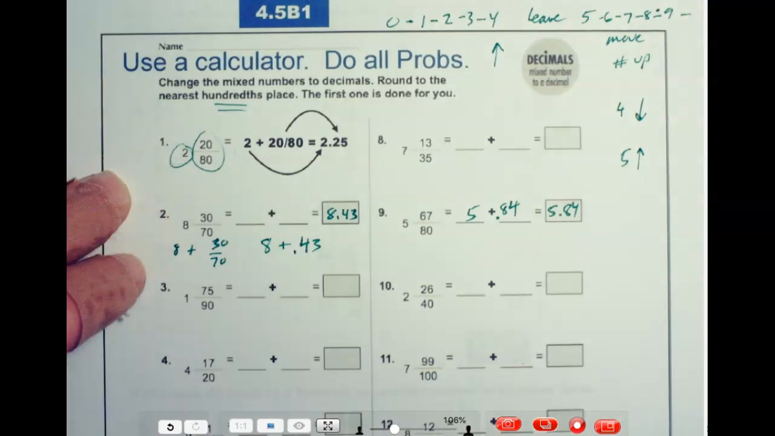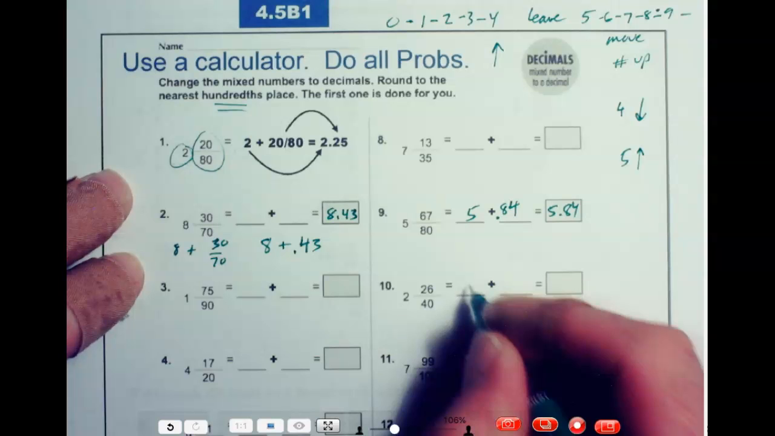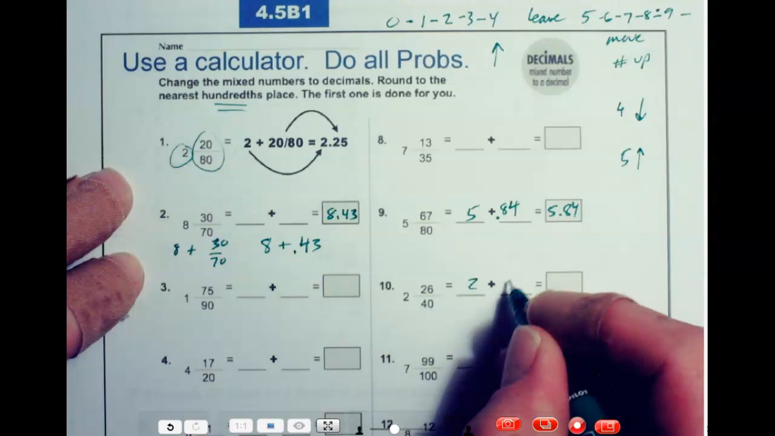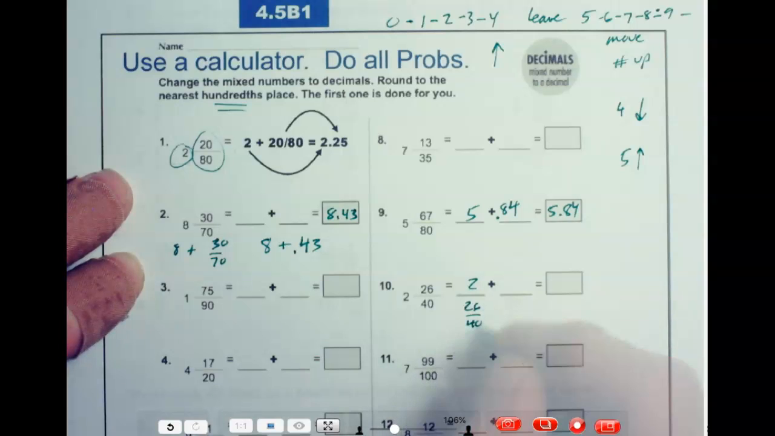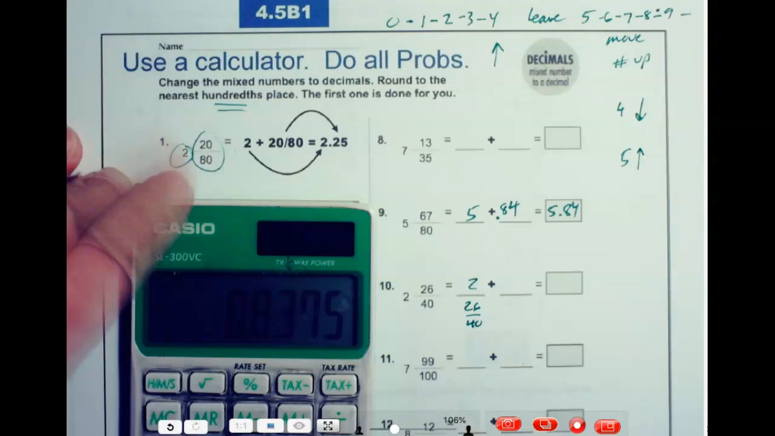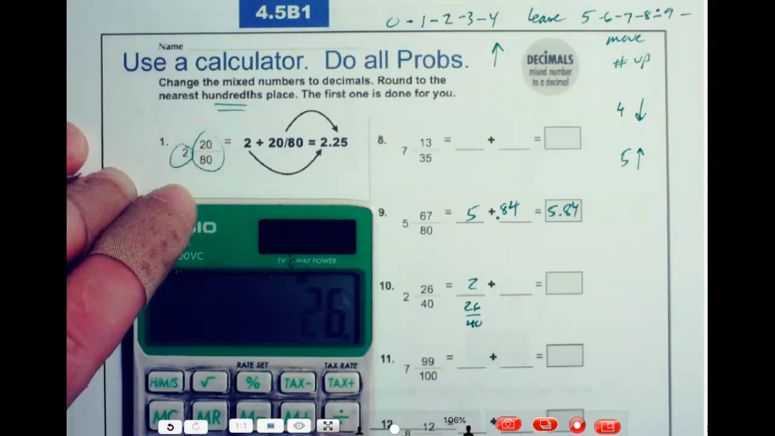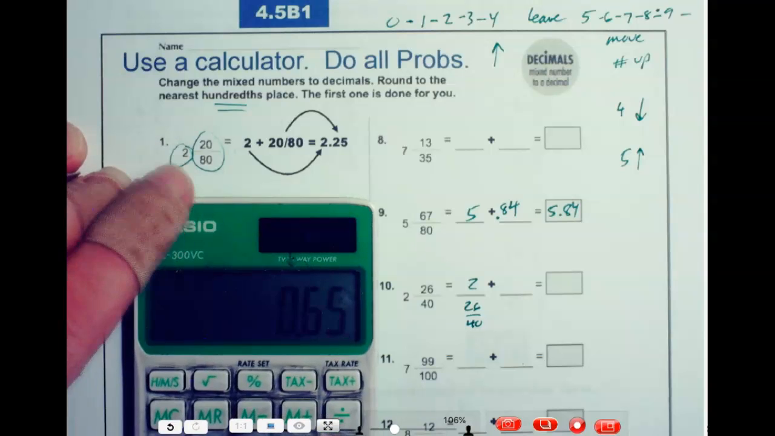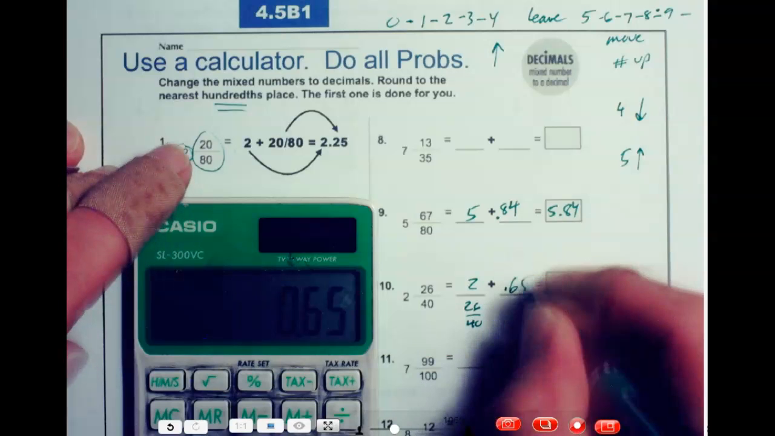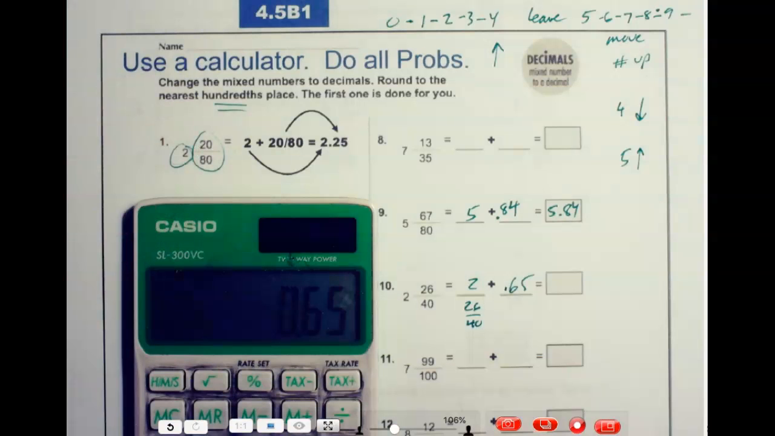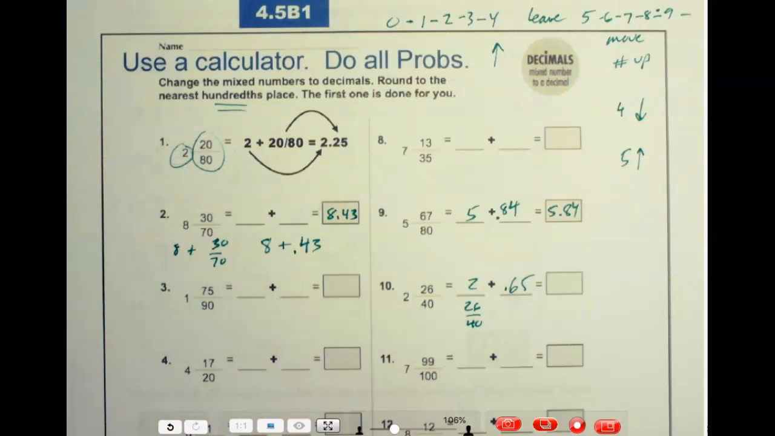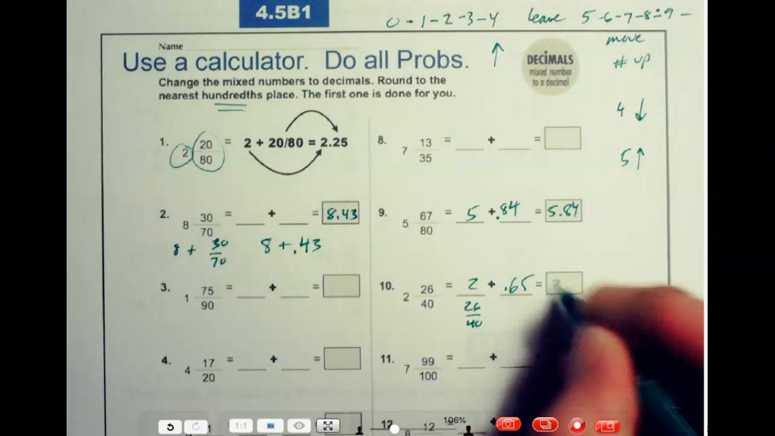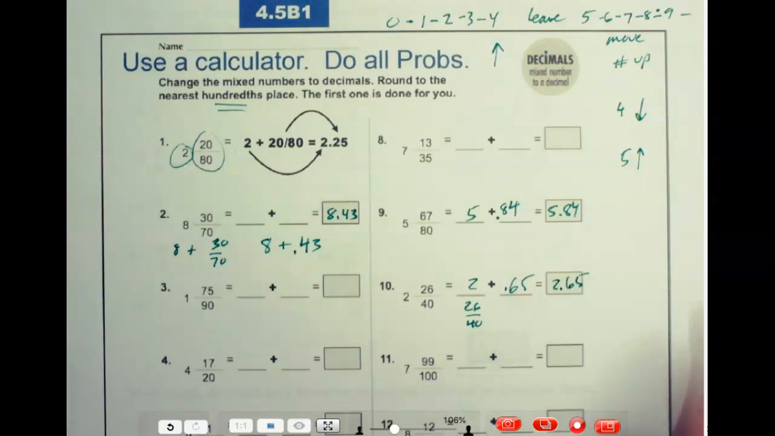Okay, let's do a couple more of these. We have 2 and 26/40ths, so we can break that down. We know it's going to be 2, and now this is going to be 26/40ths. Let's put that in the calculator. That's just 26 divided by 40. That equals 0.65. So that is 2.65.